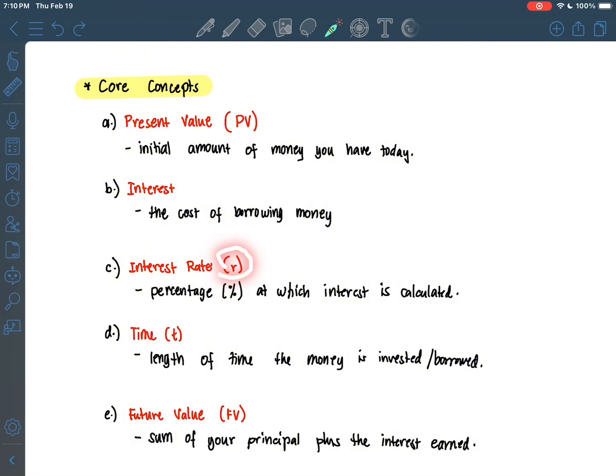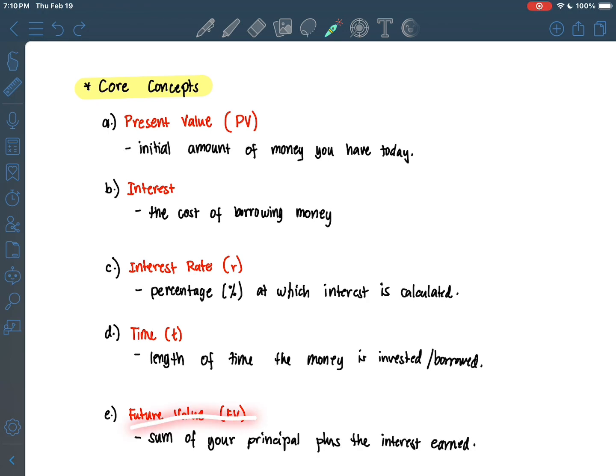Next is the interest rate, the percentage at which interest is calculated, usually expressed per year or per annum. It really depends on the problem. What are you gonna calculate? Is it gonna be per year or per month or per quarter? It just really depends. And the time is the length of time the money is invested or borrowed, typically expressed in years.